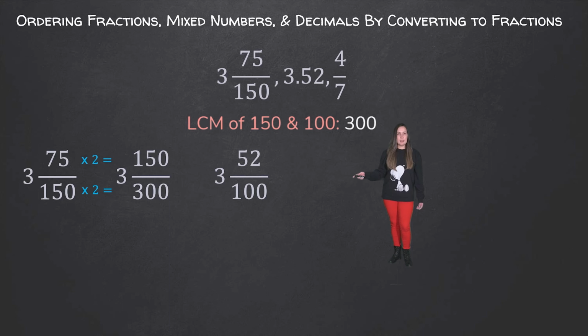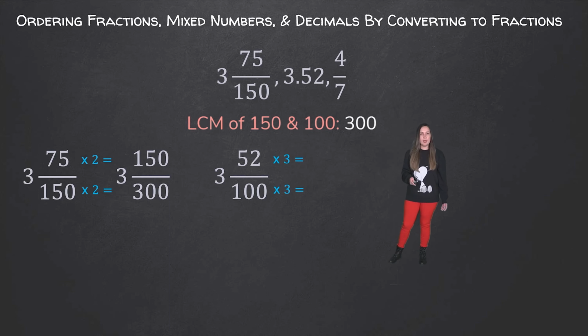Then we have 3 and 52 over 100. In order to get a denominator of 300, we have to multiply 100 by 3. And whatever we do to our denominator, we must do to our numerator as well. So our whole number stays the same, but 52 times 3 is 156, and 100 times 3 is 300.